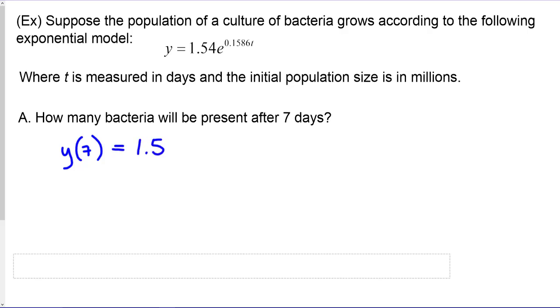y of 7 equals 1.54 e to the 0.1586 times t, which I'm going to allow to be 7. And there isn't much solving that's necessary here. All we really need to do is plug this into a calculator, and that will tell us the estimated population size.